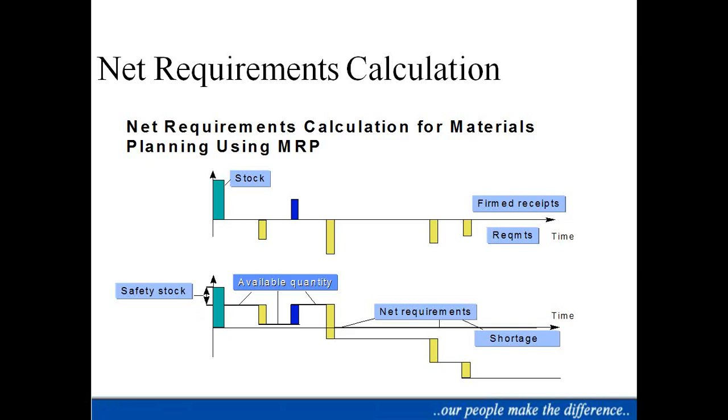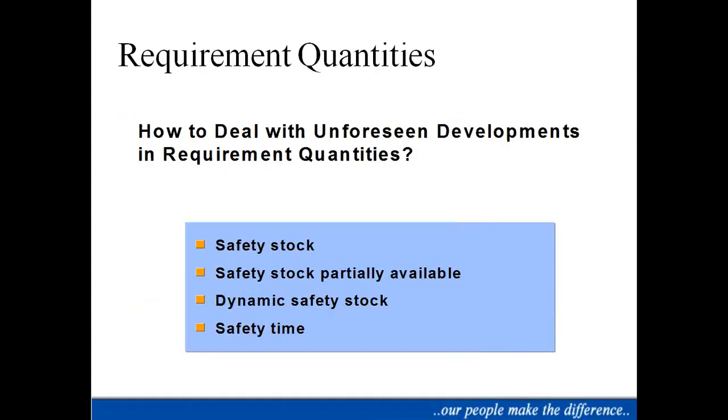That is nothing but your safety stock, which will take care of any unexpected demand. Of course, in safety stock we have different parameters: safety stock and partially available, dynamic safety stock, safety time profile, and all. Give me some more time, and we will come to the safety stock parameters.